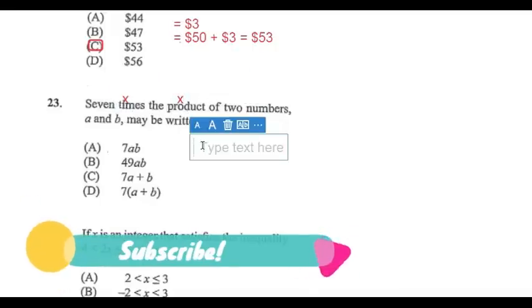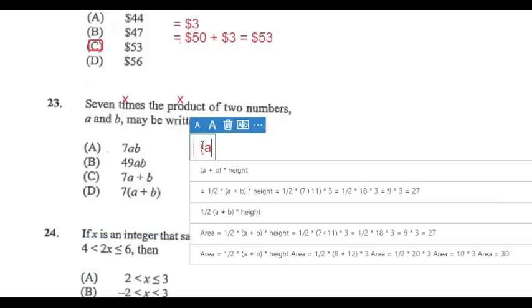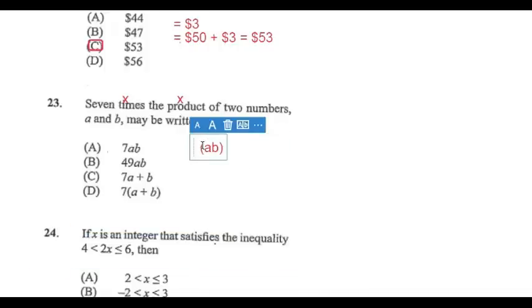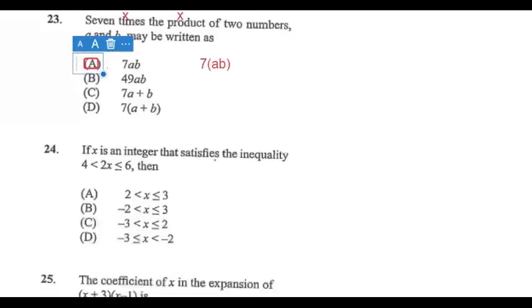So let's just write down what you understand: the product of two numbers A and B. So it is 7 times the product of two numbers A and B may be written as. So we look at which answer resembles what we know, and we'll realize that it is 7 times the product of two numbers, which means that we're finding the product of A and B and multiplying it by 7.